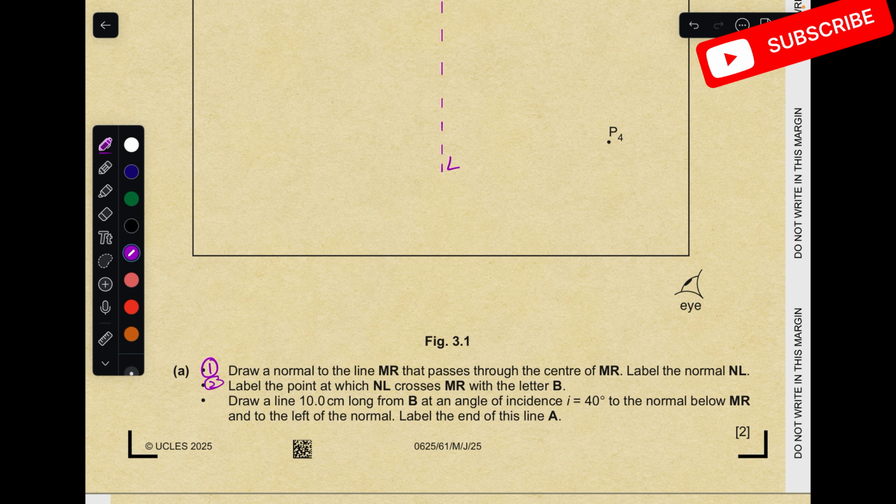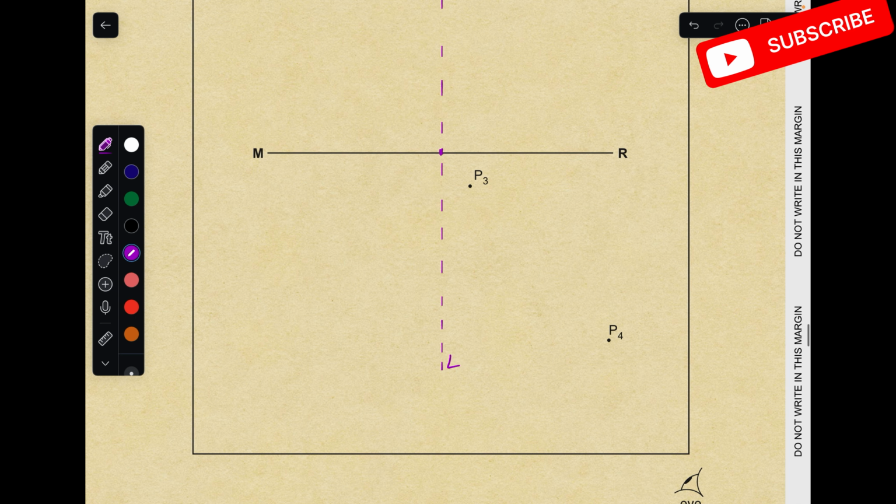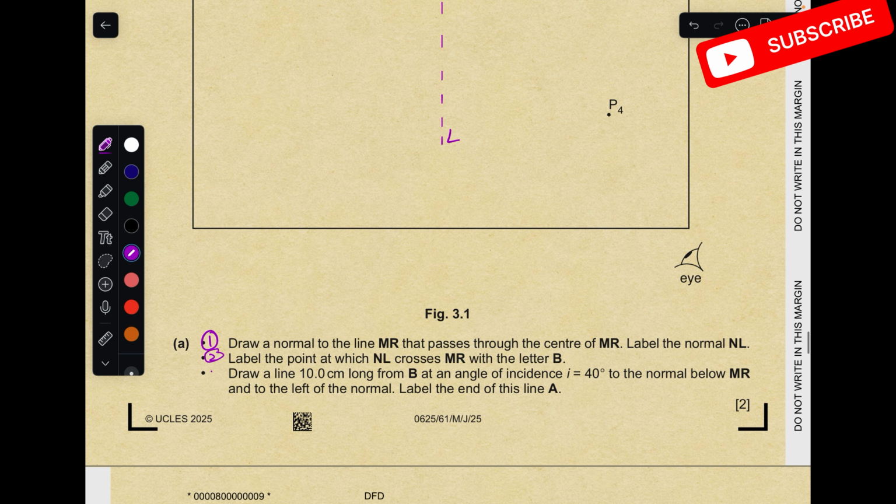Second point is label the point where NL crosses MR with the point B. Now this is the point where it is crossing it, you have to label it B. Now third point, draw a line 10 centimeter from B at an angle of incidence 40 degree to the normal MR, below MR.